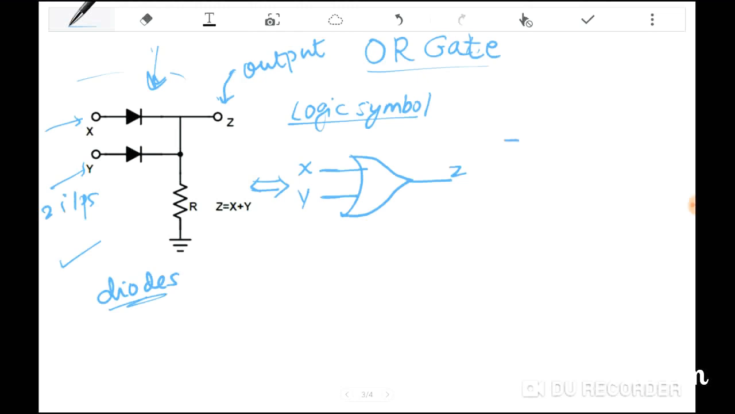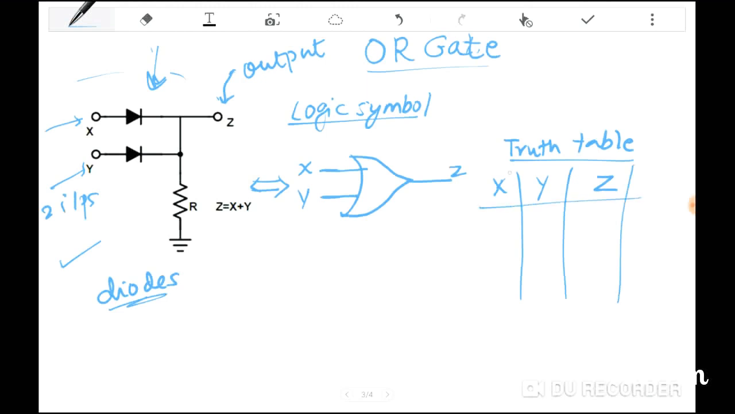So I'll just make a column here, that is the truth table. Alright, so let's start the working. First of all, I will tell you the truth table. The input side has got X and Y, so we have two inputs X and Y, and one output, that is Z. So we write it like this. We make three columns. These two are the inputs and this is the output.